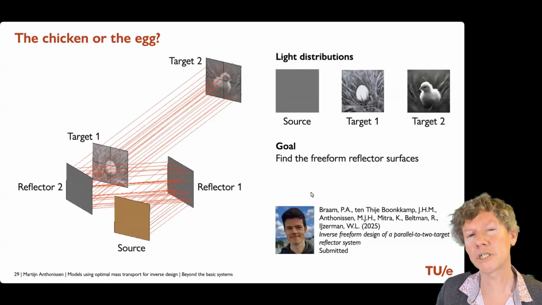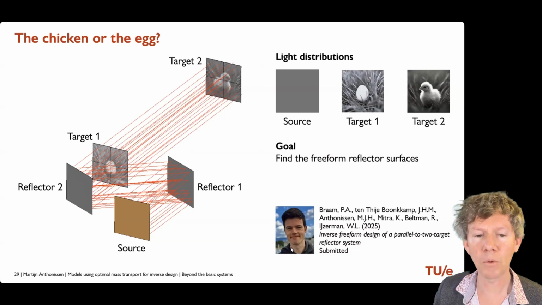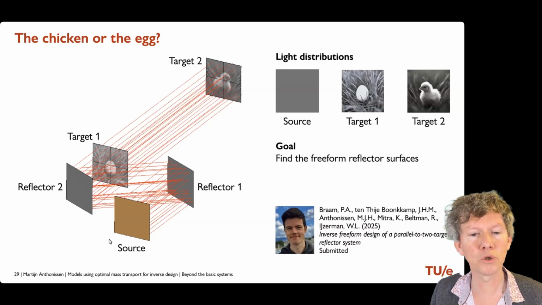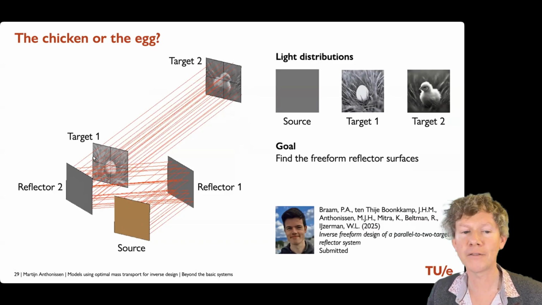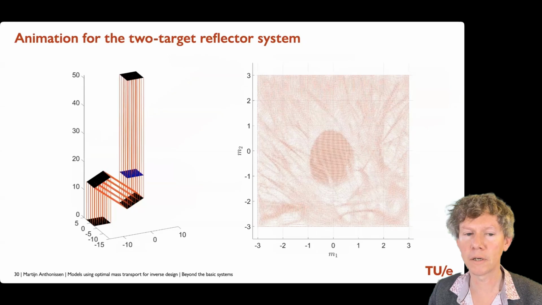And then to show an extension here, this is one of our current PhD students, Peter Braam. And what he has done is take a uniform source and computed two reflectors in such a way that if you would put a target screen at this position here, you get a light distribution that has the shape of an egg. And if you move the screen to this position, then you get a light distribution that has the form of a chick. And if you go in between, that's what you see in this slide.